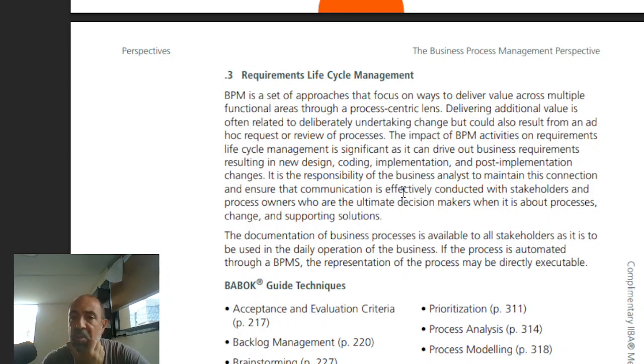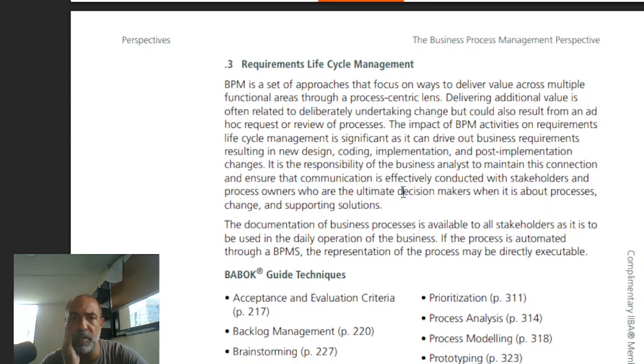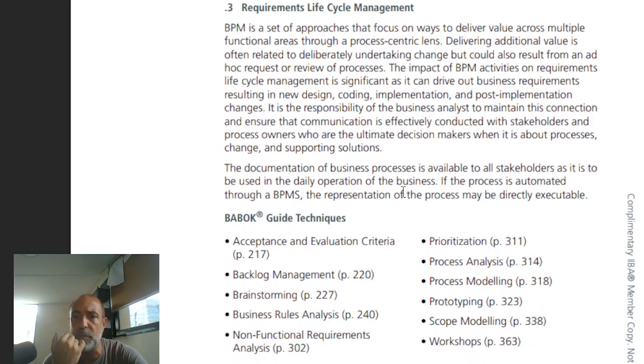And the impact of BPM activities on requirement lifecycle management is significant, as it can drive out business requirements resulting in new design, coding, implementation and post-implementation changes. It is the responsibility of the business analyst to maintain this connection and ensure that communication is effectively conducted with stakeholders and process owners, who are the ultimate decision makers when it is about processes, change, and supporting solutions. So the documentation of business processes is available to all stakeholders as it is to be used in the daily operations of the business.